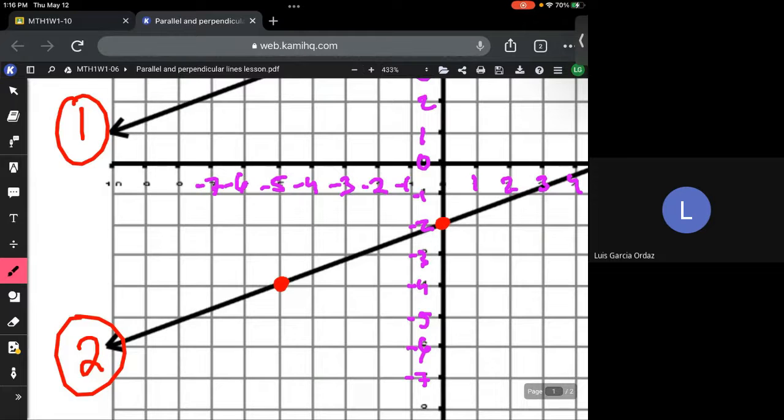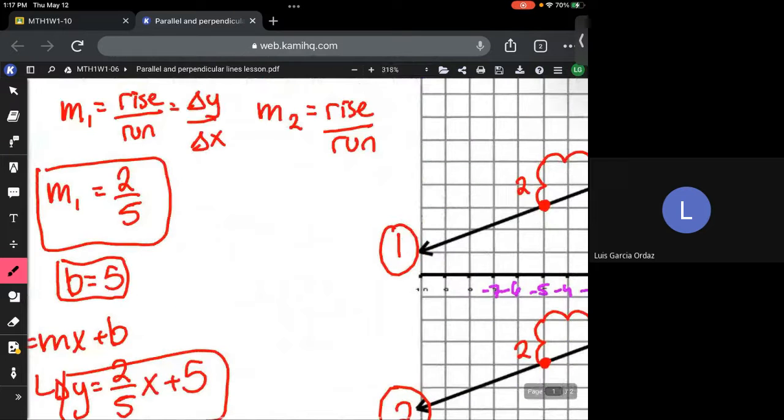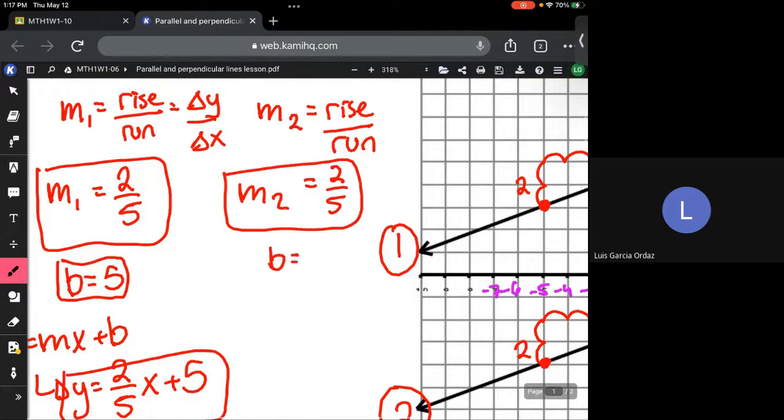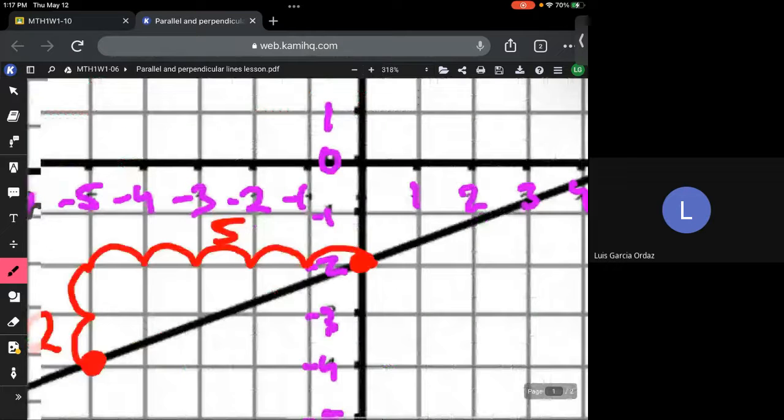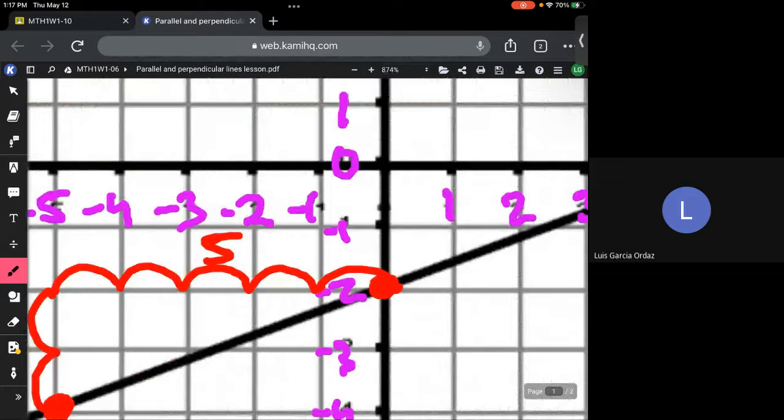So what's my rise and what's my run? Pretty sure it's 2 and 4. Well, let's count. 1, 2, 3, 4, 5. So my slope for the second line is also 2 over 5. What is the b value for line number 2? -2.